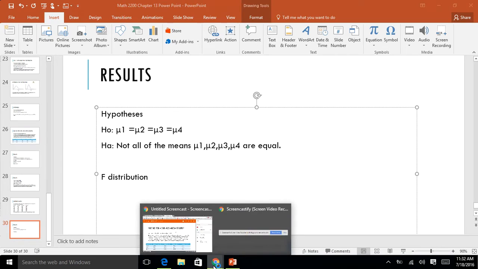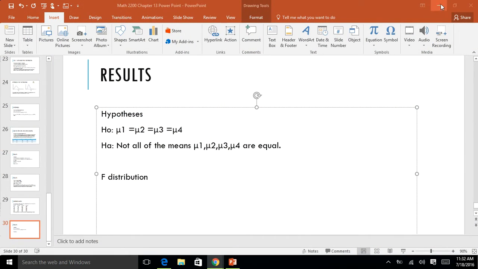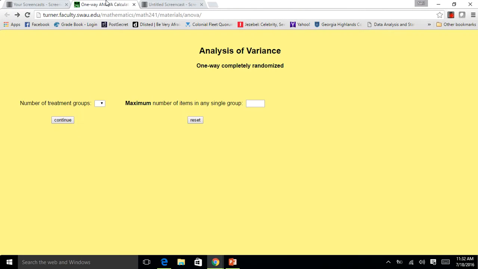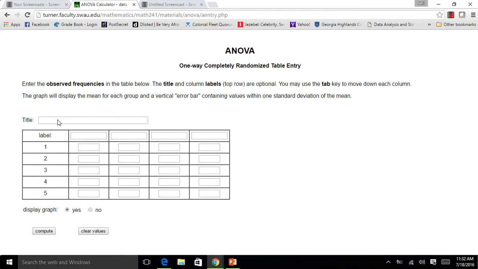And the way I'm going to do that is I'm going to go to the one-way ANOVA calculator. So I have 4 sororities, so that means my number of treatment groups is 4. And each of these had 5 data points in each group, so I'm going to put 5. So I'm going to continue. If you want to find the data, it's on page 708 in the book. All right, so these are mean grades by sorority.